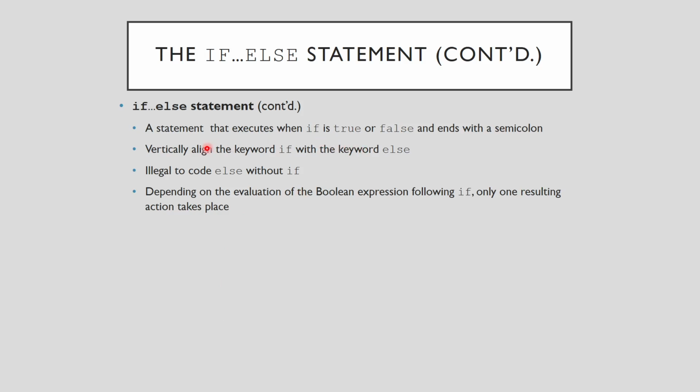Now, the if else statement is a statement that executes when the condition is true or false, and it ends with a semicolon. You must vertically align the keyword if with the keyword else. Remember, it is illegal to have an else without an if. If you have an else statement, it must be paired with an if statement.